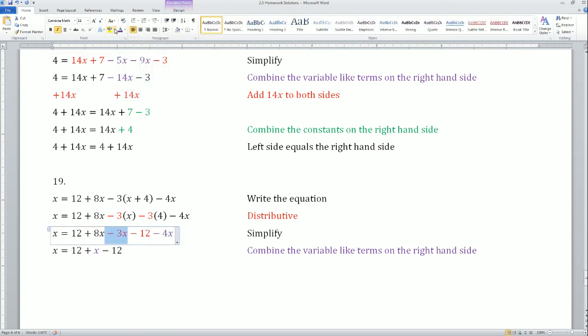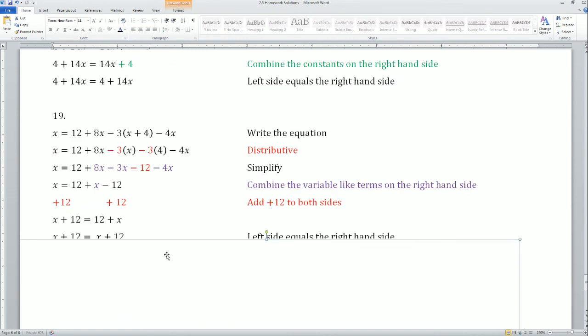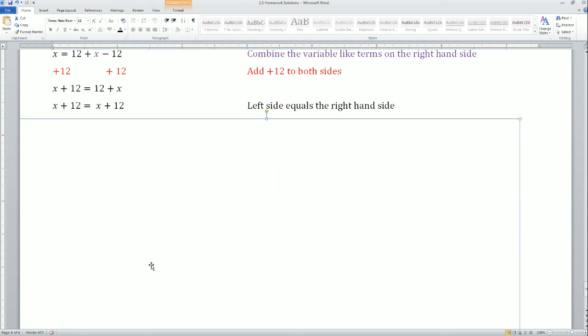4x, 3x is the other one, and I think 8x was the other one as well. 8x minus 3x minus 4x gets you an x there. Plus 12 to both sides, you should get an x plus 12. Right hand side, you get a 12 plus x. Rewriting it a little bit, you get the left side equals the right hand side.